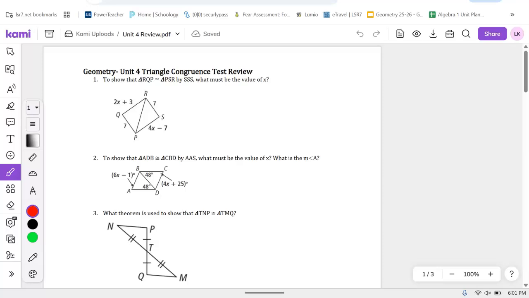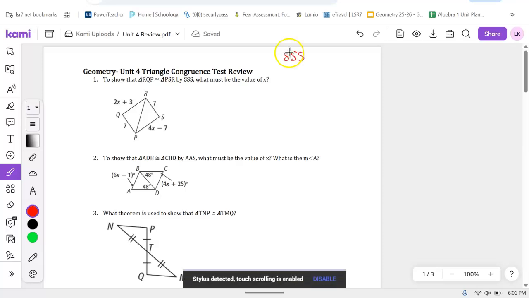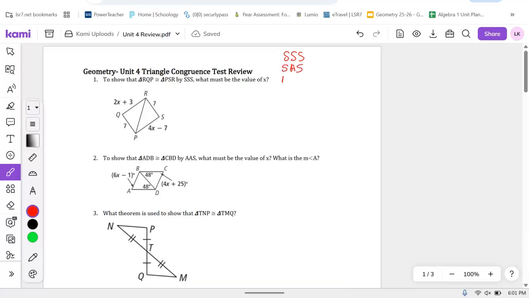Alright, number 1, to show that triangle RQP is congruent to triangle PSR by SSS, what must be the value of x? First of all, remember we have 5 congruency things. We have side, side, side; side, angle, side; angle, side, angle; angle, angle, side; and hypotenuse leg. So this is saying it's side, side, side. That would mean that this side is congruent to this side, and of course, that is congruent to itself by reflexive property.